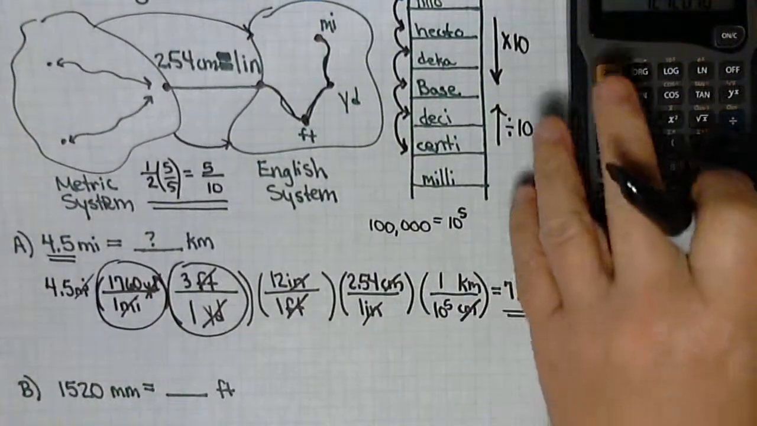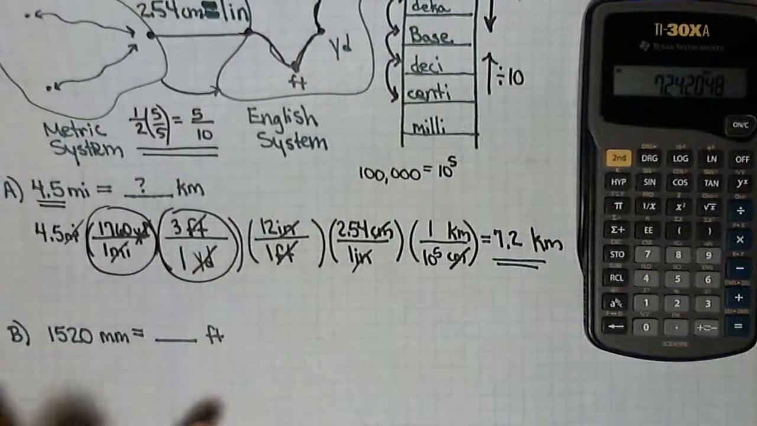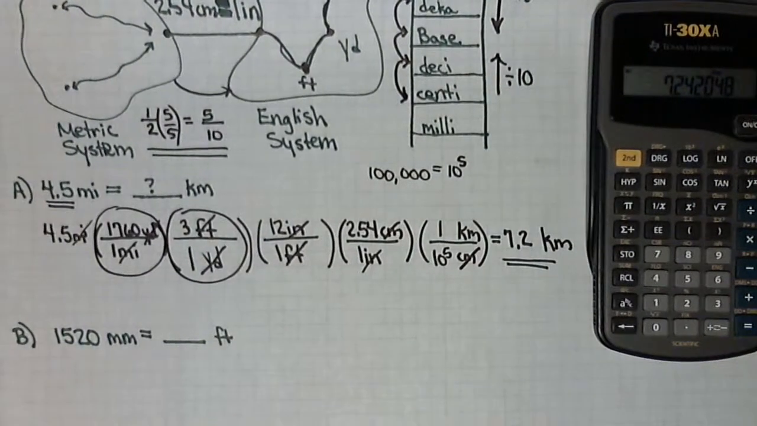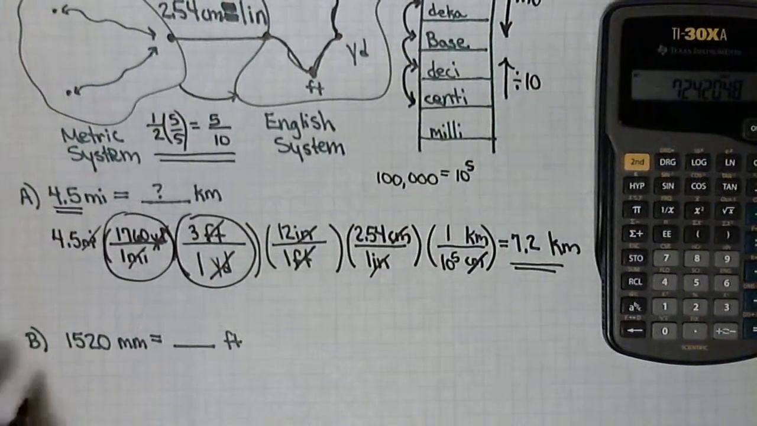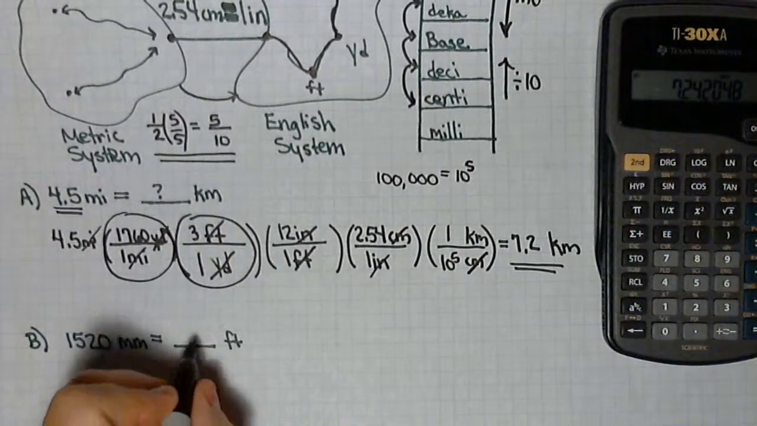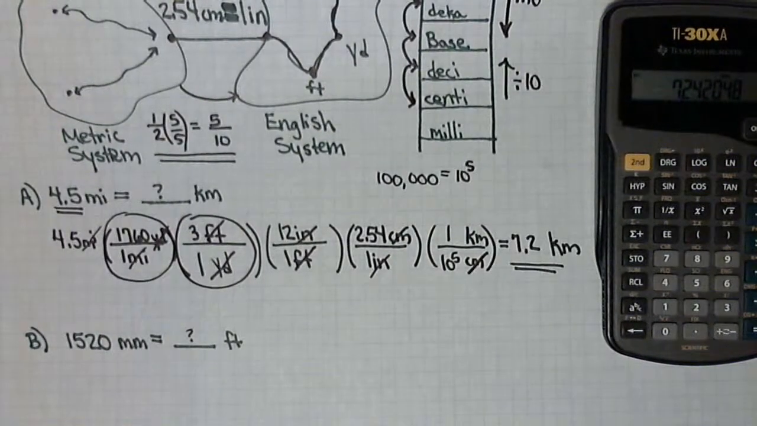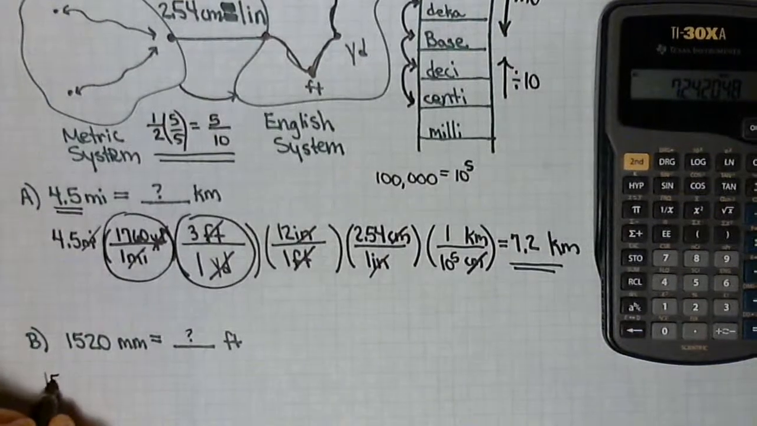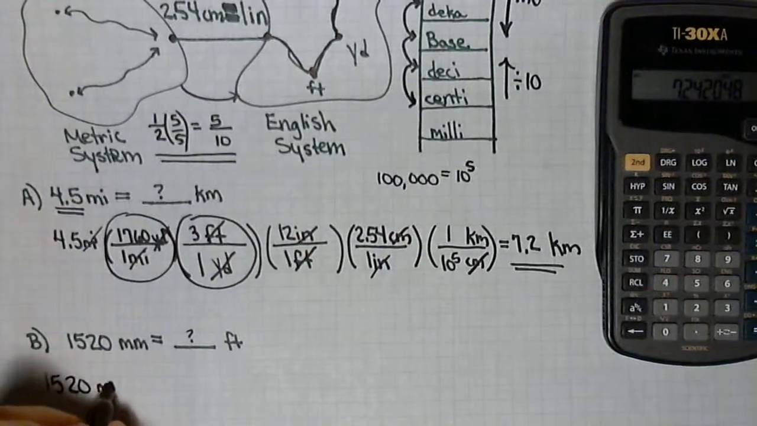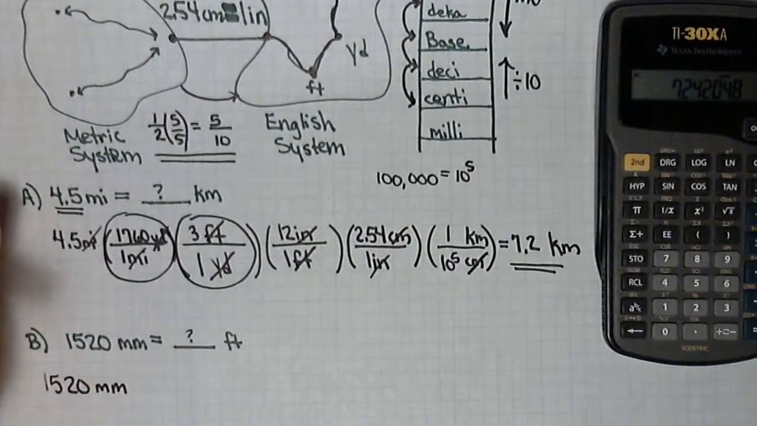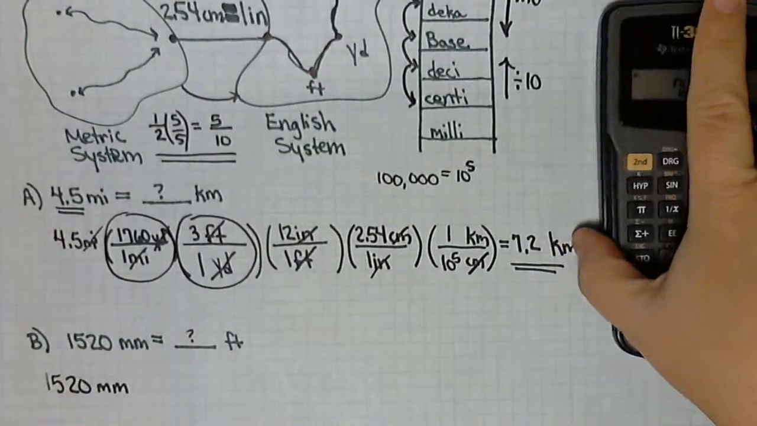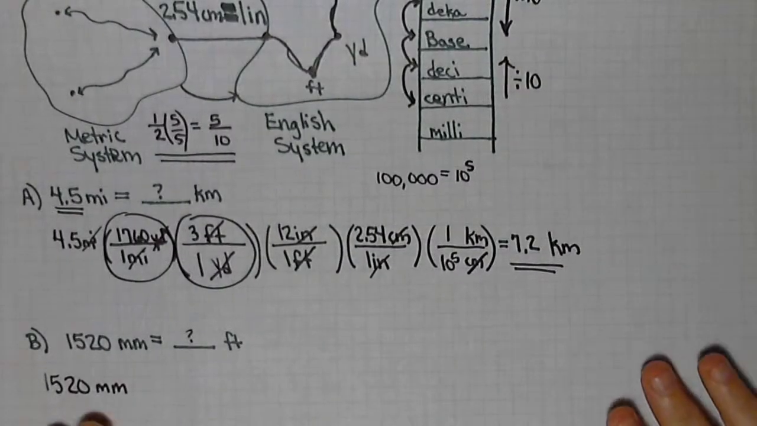Okay, so my second example that I have for you, I want to convert millimeters to feet. So I have 1,520 millimeters, and I want to know how many feet that is equal to in length. So I'm going to start with my 1,520 millimeters. Now you'll notice this time I'm living over on the other island. I'm living over here on metric island.